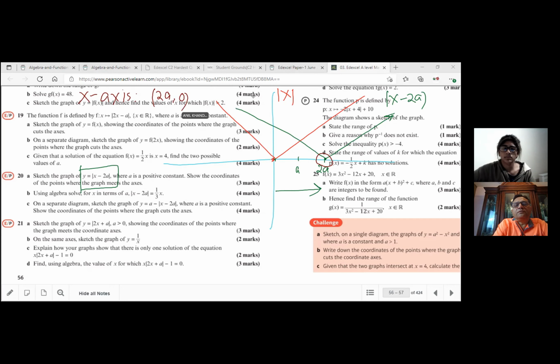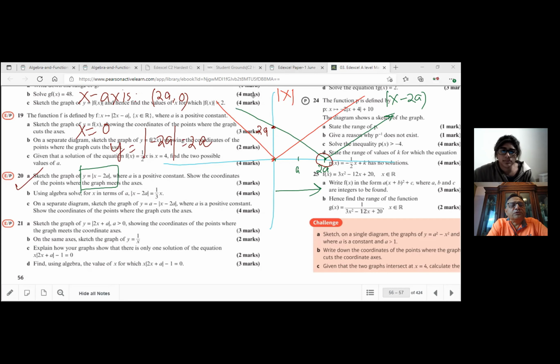On the y-axis, we have to find the value where x equals 0, right? So basically, we'll say x equals 0. That means y equals the absolute value of minus 2a, which is 2a. So this point here is 2a, and that matches with the gradient, which is 1 or -1 on either side. So that is how you're going to do part A. Is that clear to you?